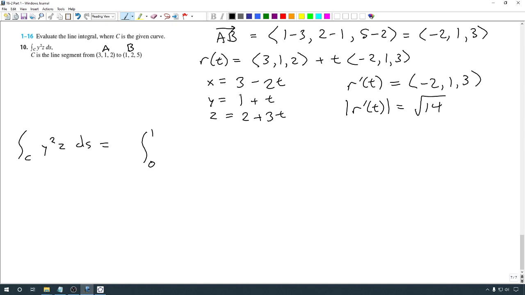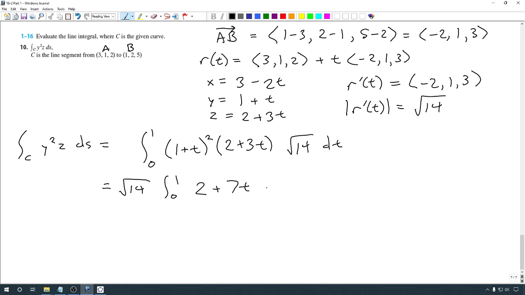The y value, that's our function here, 1 plus t. That's going to be squared. z is 2 plus 3t. We need to multiply in our square root. That's where the square root of 14 comes into play. And we have dt. Next, we have to expand everything out. There's not really any nicer way of tackling this. I'll pull out the square root of 14. But all this expands out to give us 2 plus 7t plus 8t squared plus 3t cubed.